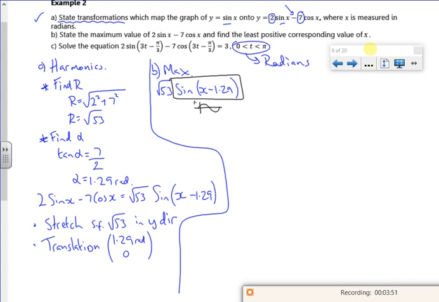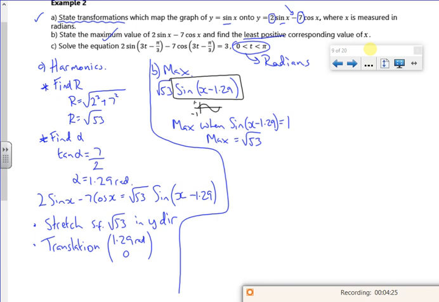So sine bounces between plus and minus 1. So its maximum value is when the box, so when sine of x minus 1.29 is equal to 1, so my maximum value is actually root 53, because it's root 53 times by 1. And that's one thing that lots of students really struggle with. So I've found the maximum value. Least positive, I told you, first positive it finds, corresponding x value.